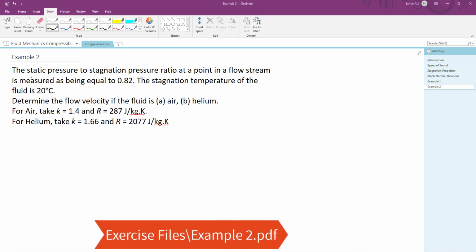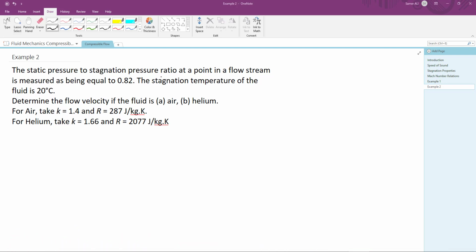So here, the static pressure to stagnation pressure ratio at a point in a flow stream is measured as being equal to 0.82. So we have P over P naught equal to 0.82. The stagnation temperature of the fluid is 20 degrees Celsius. So T naught is equal to 20 degrees Celsius, which is actually equivalent to 293 Kelvin. Determine the flow velocity if the fluid is considered as air in part A and as helium in part B.